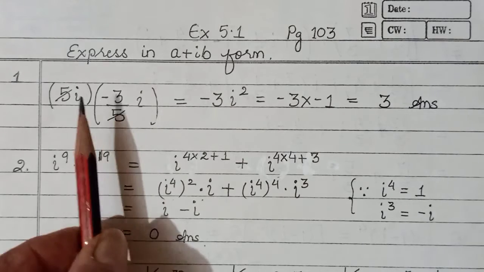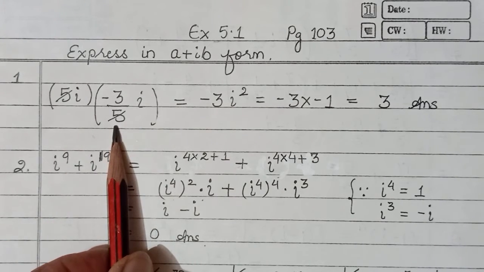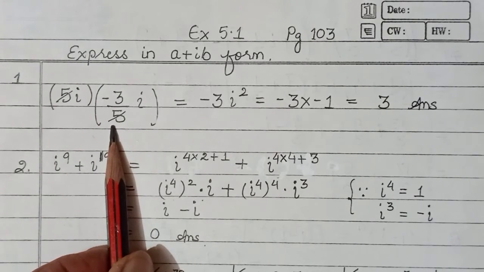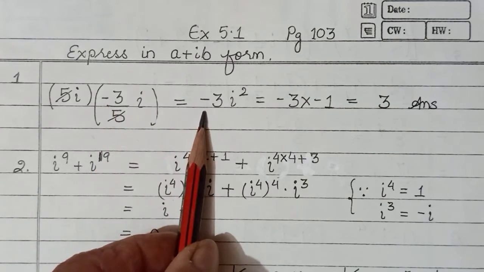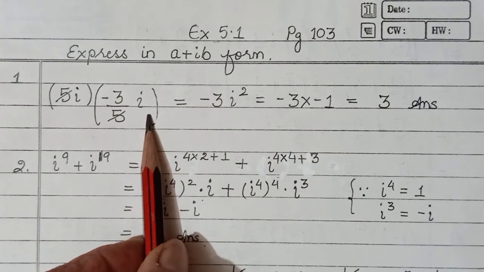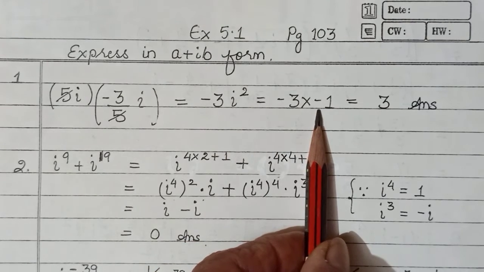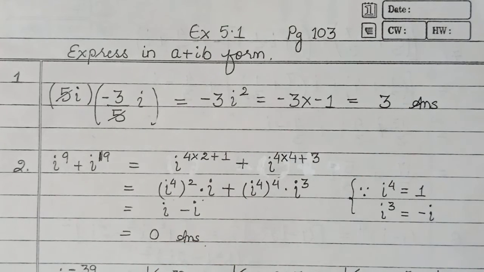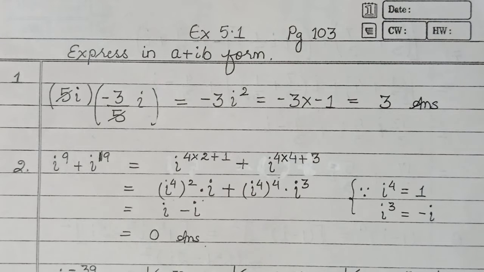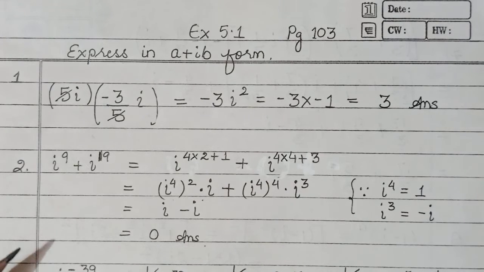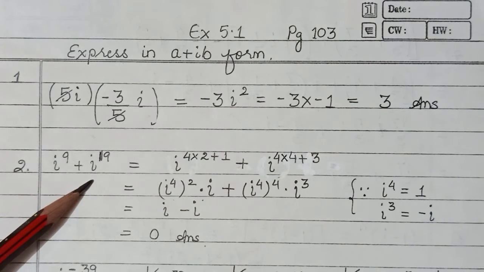So naturally, like simple multiplication in algebra or in numbers, 5 and 5 get cancelled here. So this minus 3 remains as it is, and then i into i you multiply to get i square. The value of i square we know is minus 1. So the simplified form, the answer is 3. The next one, i to the power of 9 and then i to the power of 19.